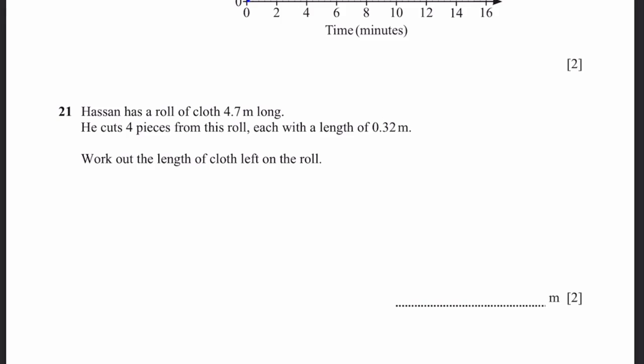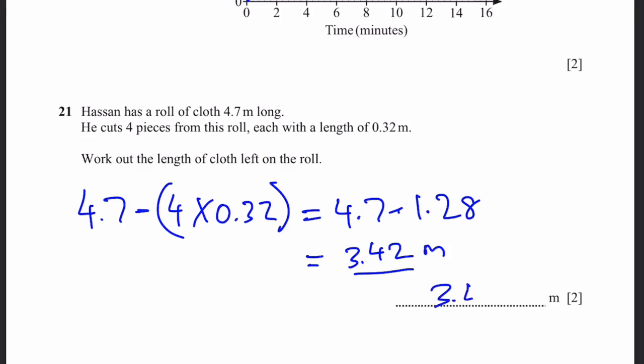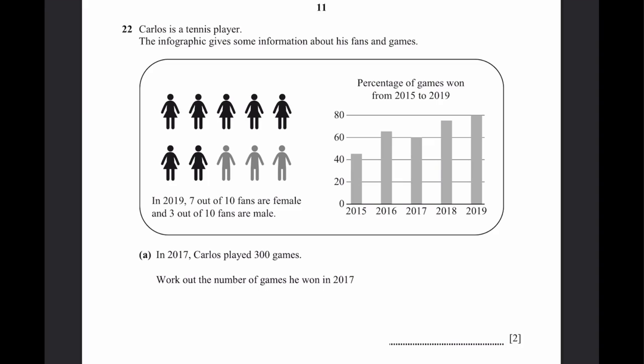Question 21. Hassan has a roll of cloth 4.7 meters long. He cuts 4 pieces from this roll, each with a length of 0.32 meters. Work out the length of the cloth left on the roll. That'll be 4.7 minus the 4 pieces length, which is 4 into 0.32. That'll be equal to 4.7 minus, what's 4 into 0.32? 1.28. That'll be 3.42. And of course, using the units, meters. That's the answer.